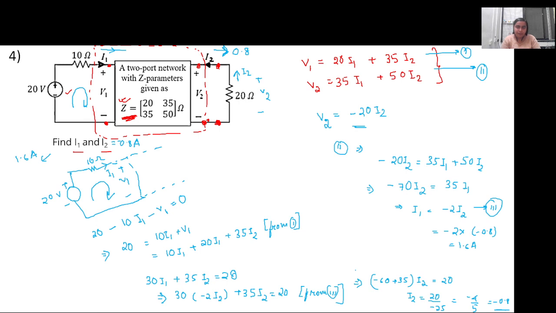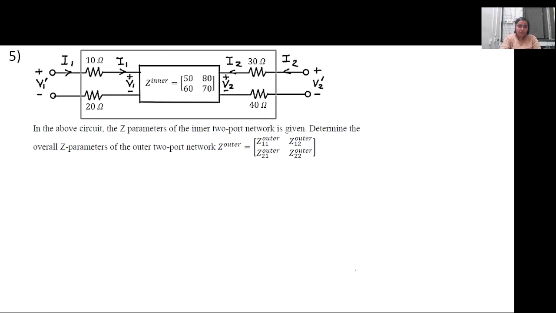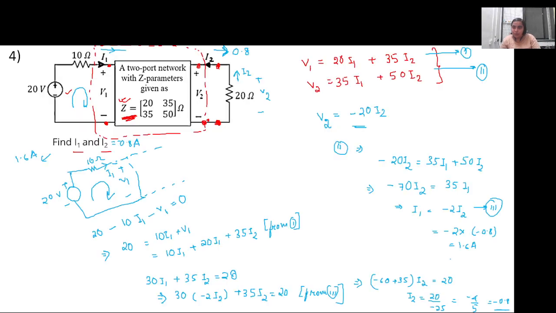Yes, ma'am. Okay. Then let's move to the next question. Ma'am, what is I1, ma'am? So I1 is 1.6 ampere, right? Okay. We just put it in equation 3. I2 we already got, so we put in place of I2 as minus 0.8. So from this equation 3, we get I1 equal to 1.6 ampere. Okay. Anything else? No, ma'am. Okay. Then let's move to the next question.